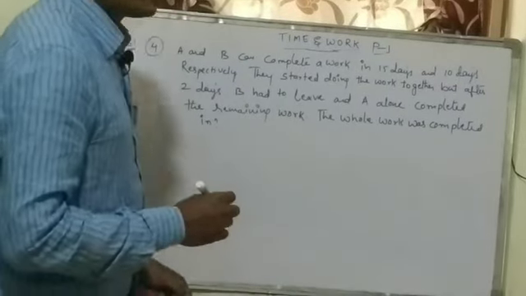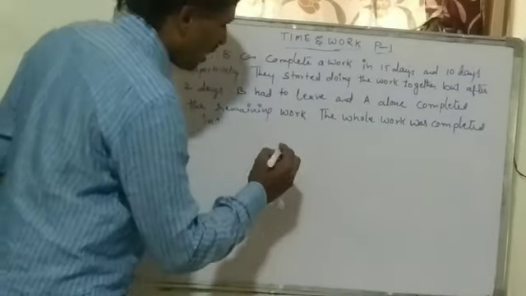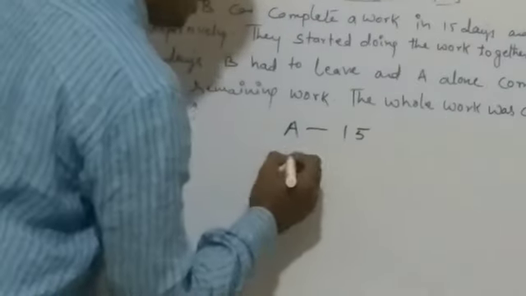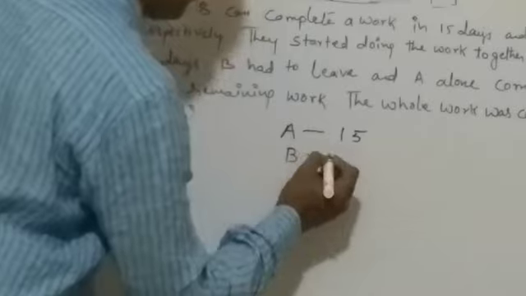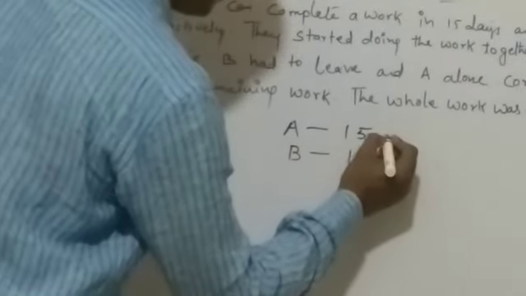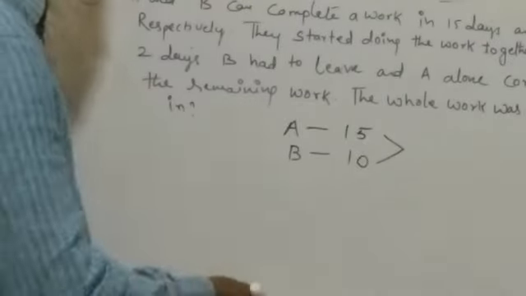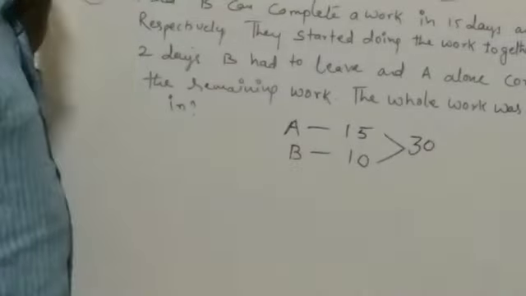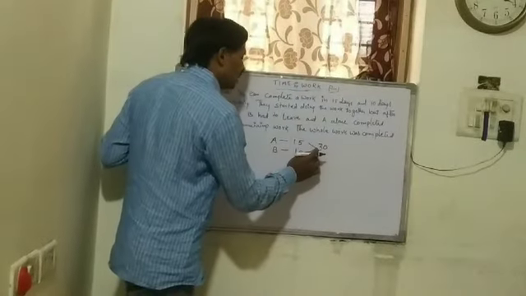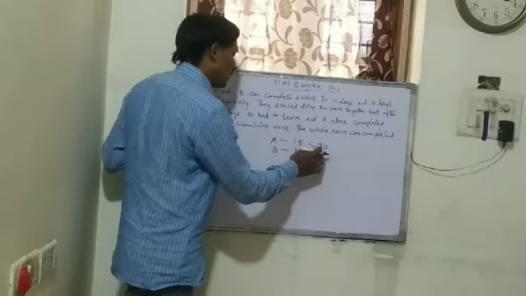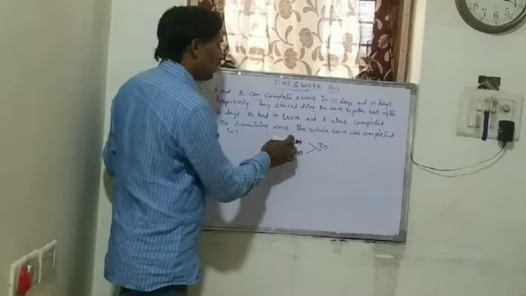Right, now we see how A alone can do the work in 15 days, whereas B alone can do the work in 10 days. So what is the LCM of 15 and 10? 30 will be the LCM. So the meaning of 30 is that there are 30 units of work to be done. So 30 units of work A can do in 15 days.